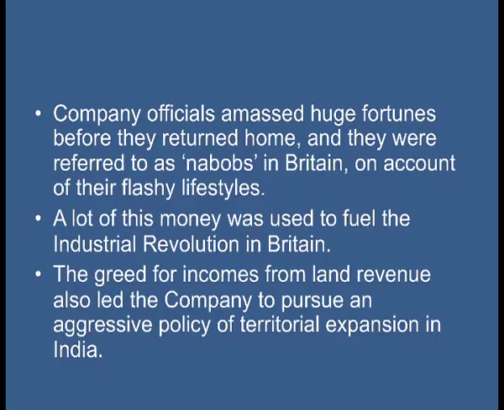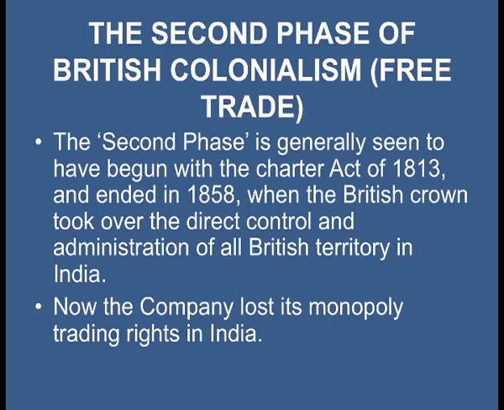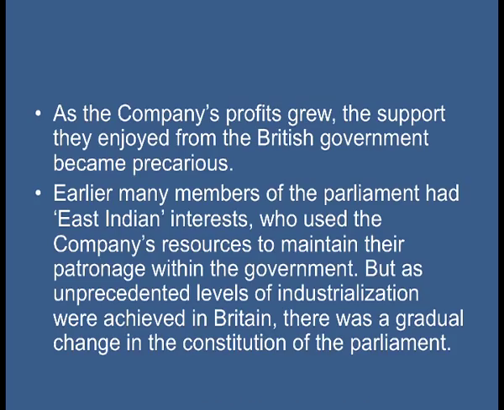The greed for incomes from land revenue also led the company to pursue an aggressive policy of territorial expansion in India. The second phase is generally seen to have begun with the Charter Act of 1813 and ended in 1858, when the British Crown took over the direct control and administration of all British territory in India. Now, the company lost its monopoly trading rights in India. As the company's profits grew, the support they enjoyed from the British government became precarious.